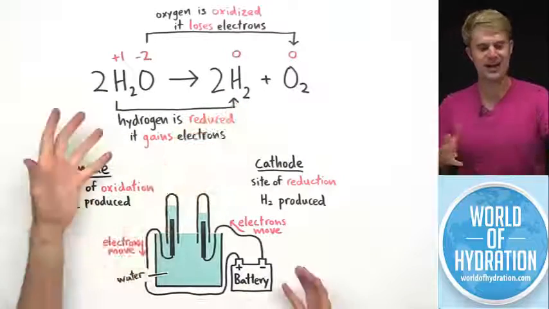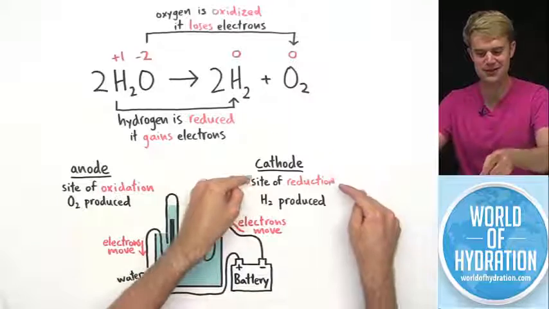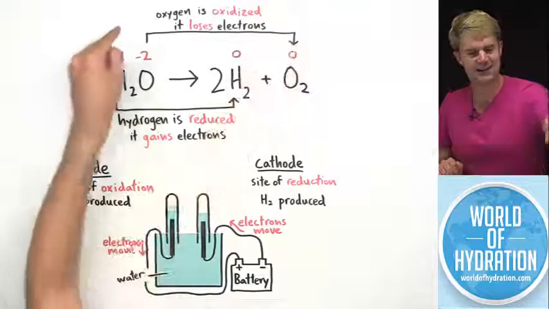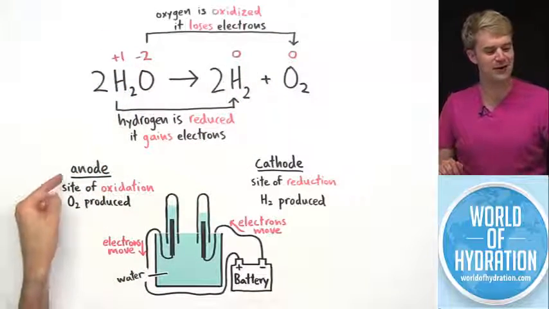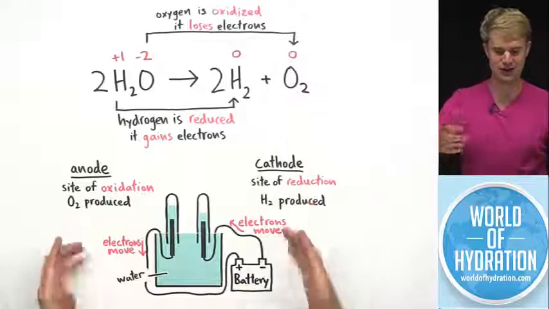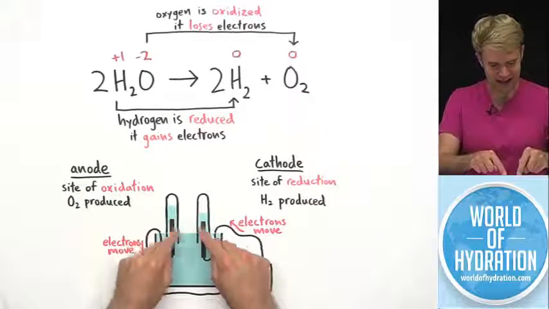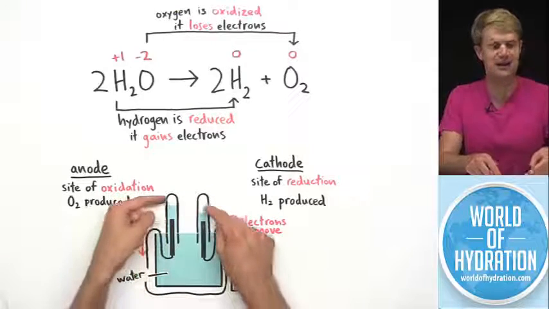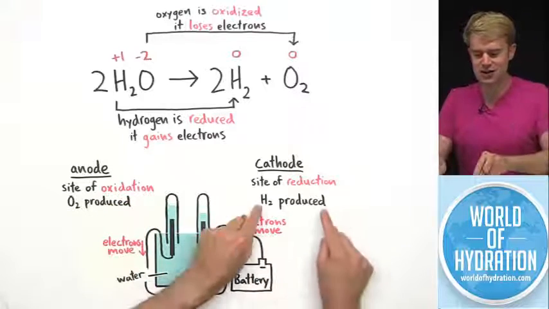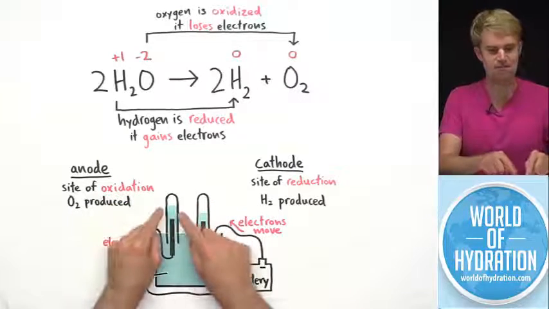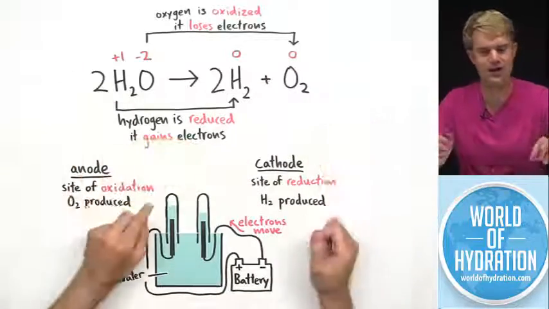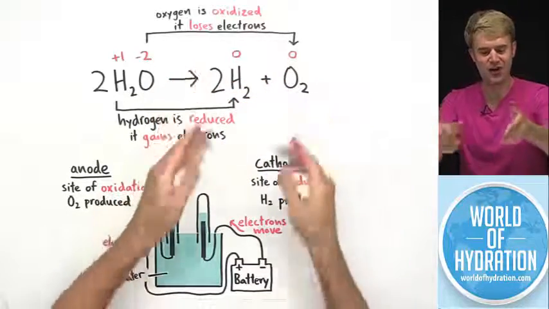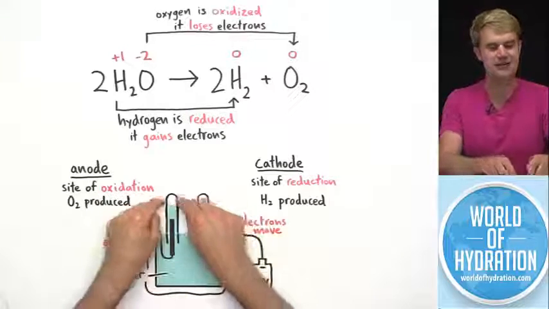Hydrogen is reduced, it gains electrons, this happens at the cathode, the site of reduction, and H2 is produced there. Then oxygen is oxidized, it loses electrons, this happens at the anode, the site of oxidation, where the oxygen is produced. We got these 2 electrodes in these upside down test tubes, and the gas, the hydrogen and oxygen, collects at the top. And we've seen that we get twice as much hydrogen gas as oxygen. And that's just because in our balanced chemical equation, there's a ratio of 2 hydrogens to 1 oxygen. So that is why we get twice as much hydrogen here as oxygen here.